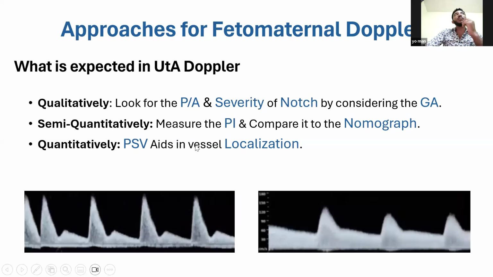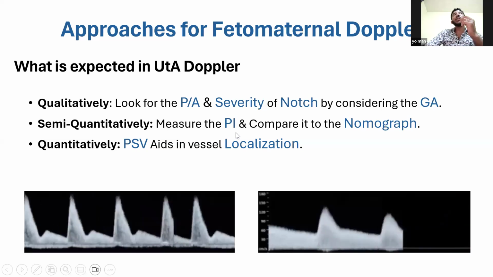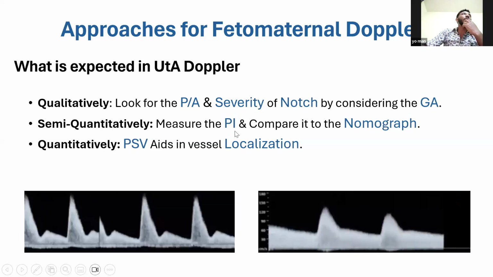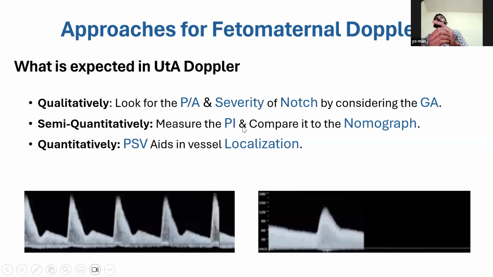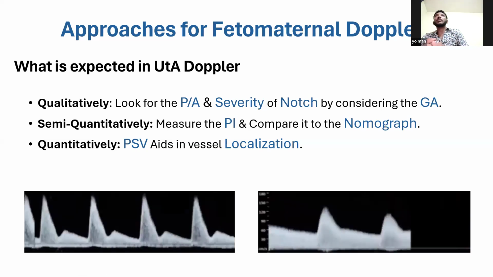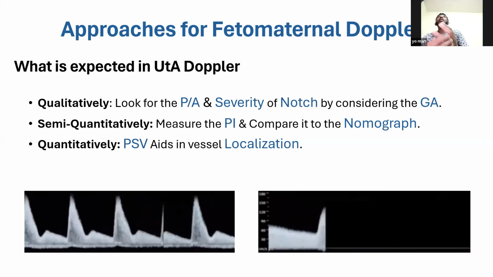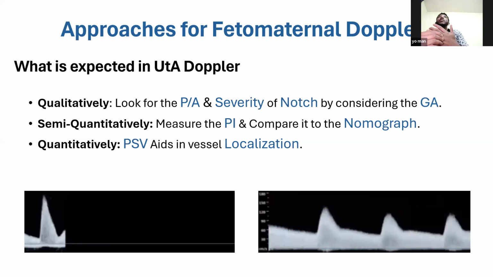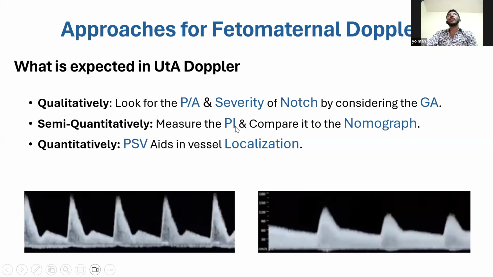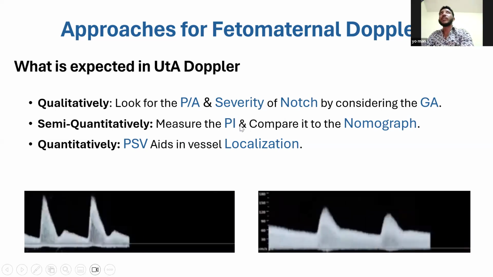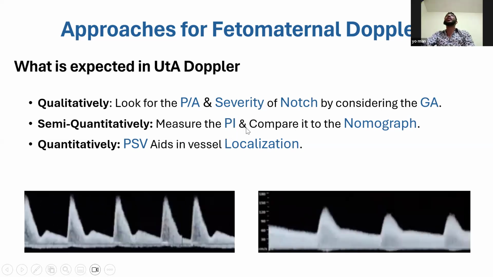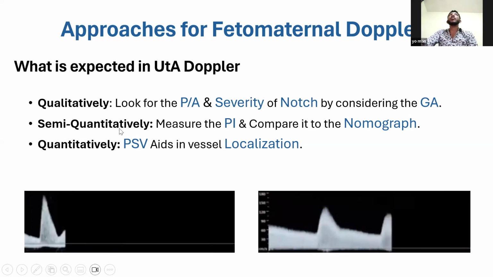But semi-qualitatively, we are going to measure the pulsatility index, and we're going to compare with the normograph. Qualitative means just looking at the wave pattern subjectively. Semi-qualitative, the term semi is used because it doesn't indicate a true value of PSV or EDV or diastolic velocity. It's just a ratio, okay? That's why we call it semi-qualitatively.